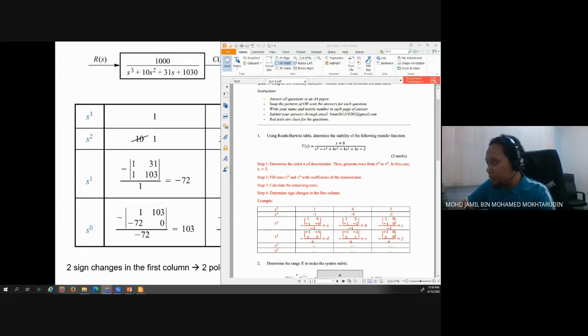Okay, question one gives the TS, okay. Meaning you don't need to do block diagram simplification or anything else for question one. Just use the denominator directly, fill the box, fill the table, calculate, and then determine the sign changes. Simple.